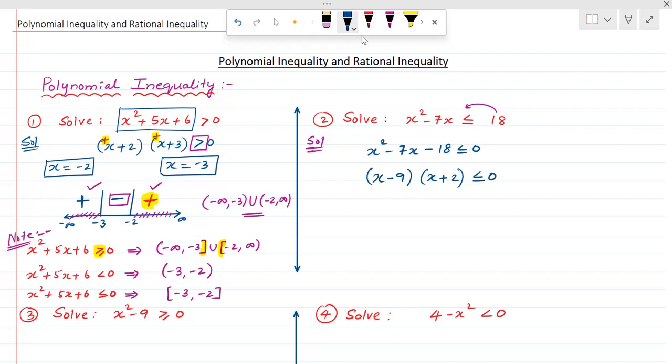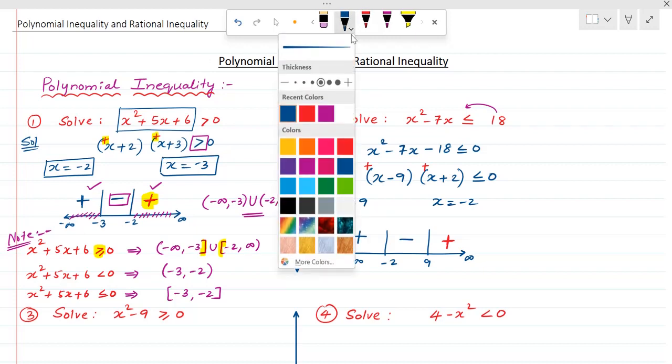So I have to get it less than or equal to 0. What is the critical value? x equals 9, x equals minus 2. Now draw the sign diagram, from plus infinity to minus infinity. Here it will be minus 2 and here it will be 9. Now I start the sign. What is the sign here? The coefficient of x is positive, plus into plus is plus. After that the signs alternate: it becomes minus, then plus.